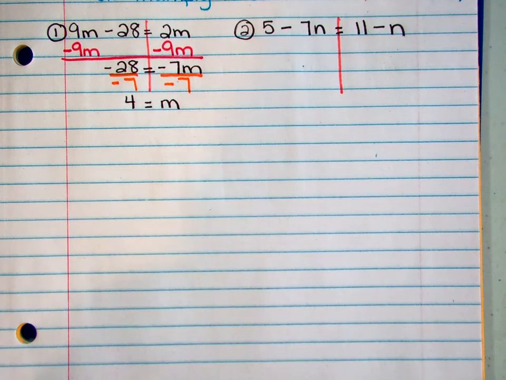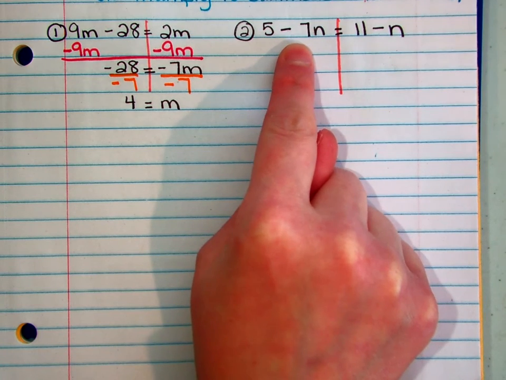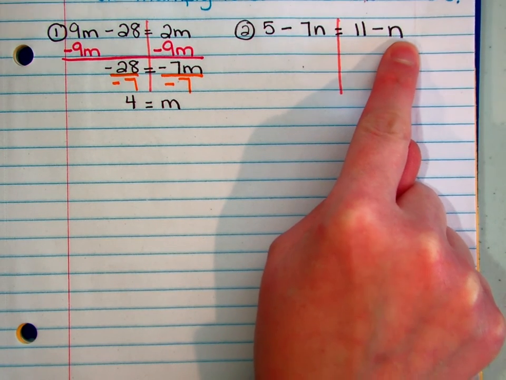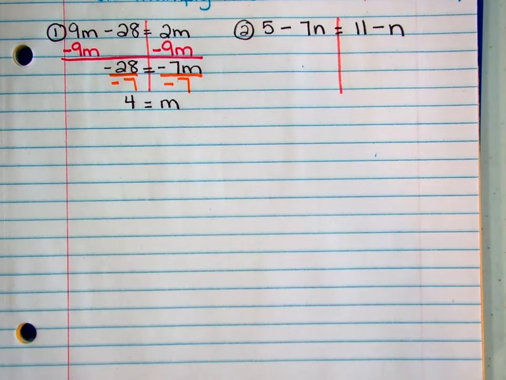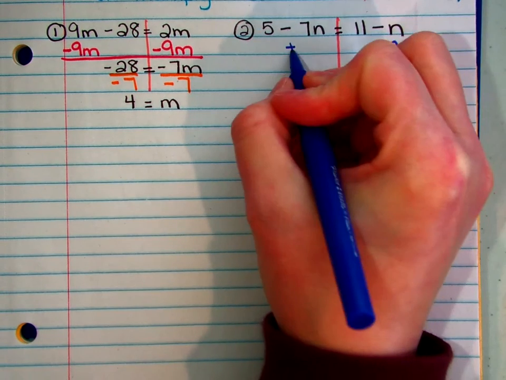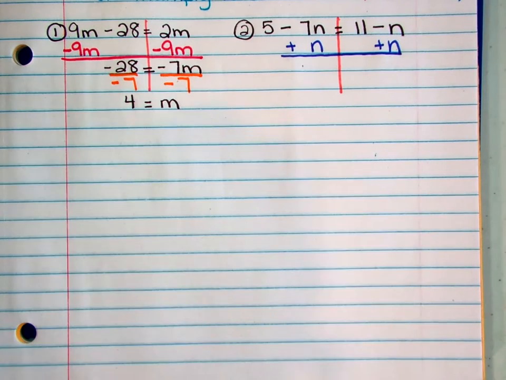So now I need to look at moving all variables to one side and all constants to the other. Looking at this, I do have 7 n's over here and only 1 over here. So I think it's going to be easier just to move that 1 n over here with the 7. It is negative because it's being subtracted. So let's add this one little n to both sides. And we are just moving all of our n's to the left-hand side of our equation.